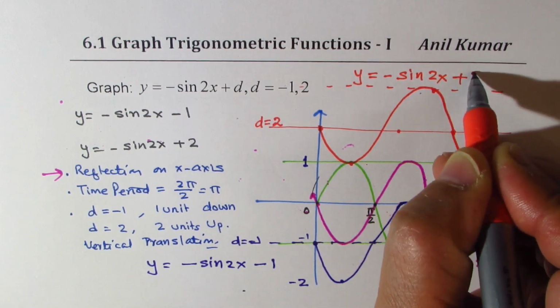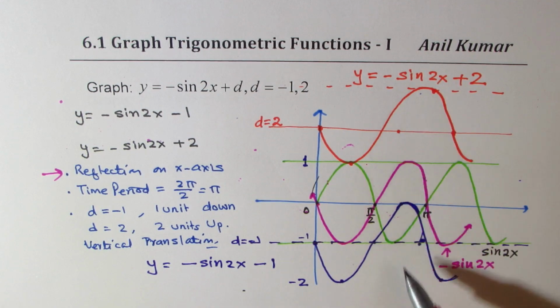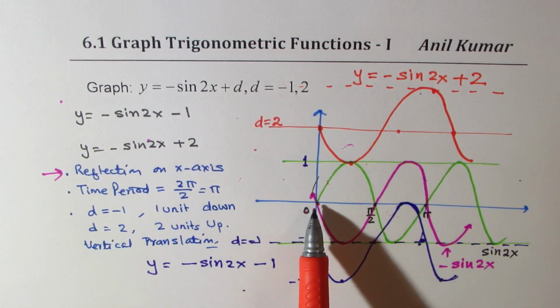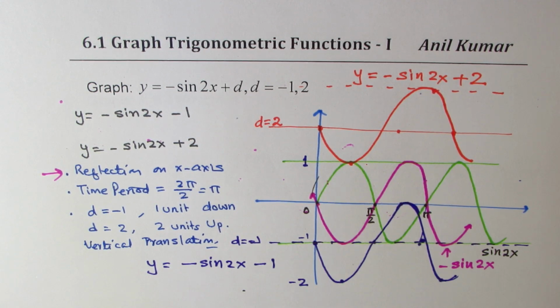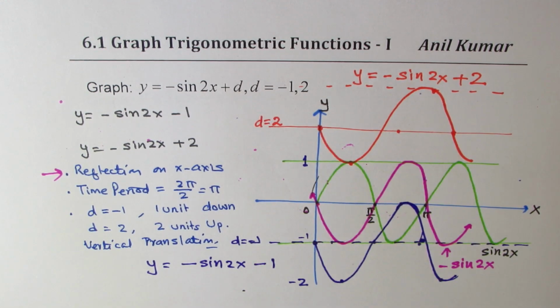y equals to minus sine 2x plus 2. So the effect of d is basically shifting the wave up and down. The effect of minus is to reflect it on the x-axis. So I hope you're getting an idea, right? So this is the x-axis and that's the y-axis. So that is how we take care of vertical translations.